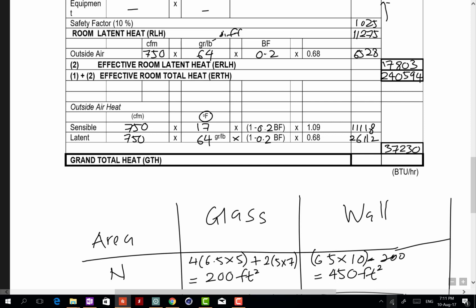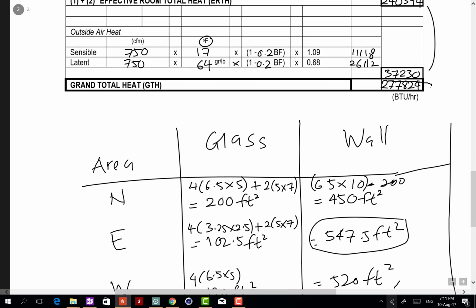And then we add the previous value, and we get the grand total heat to be 277824 BTU per hour. So this value, 277824 BTU per hour, is our cooling load estimation value for our building. This value is very important in order to design the air distribution system in the next chapter. Alright, thank you.